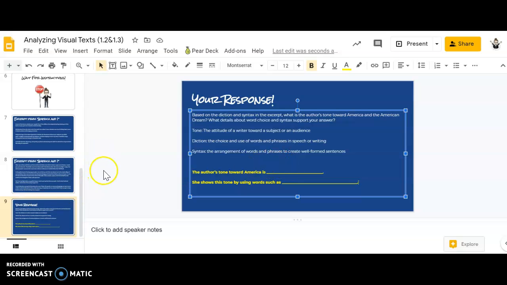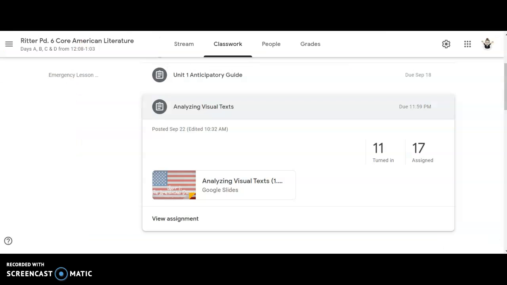When you are done with those, you're going to come back to the classwork page and make sure you go into View Assignment and click Turn In so that it's turned into me for grading.